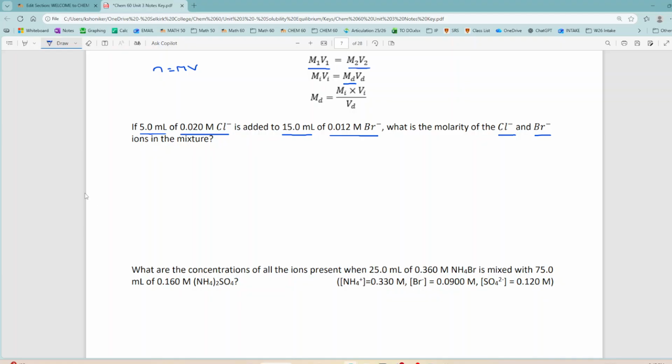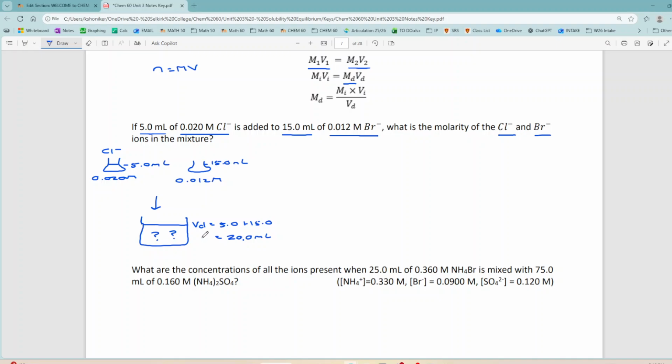So what you've got is this 5 milliliters of a concentration of 0.020 molar for your chloride. And then initially you have this bromide that contains 15 mL and it has 0.012 molar. And then what we're going to do is combine these together so that there's a combined or diluted volume of the 5 milliliters plus the 15 milliliters, so that your diluted volume will be 20 milliliters.